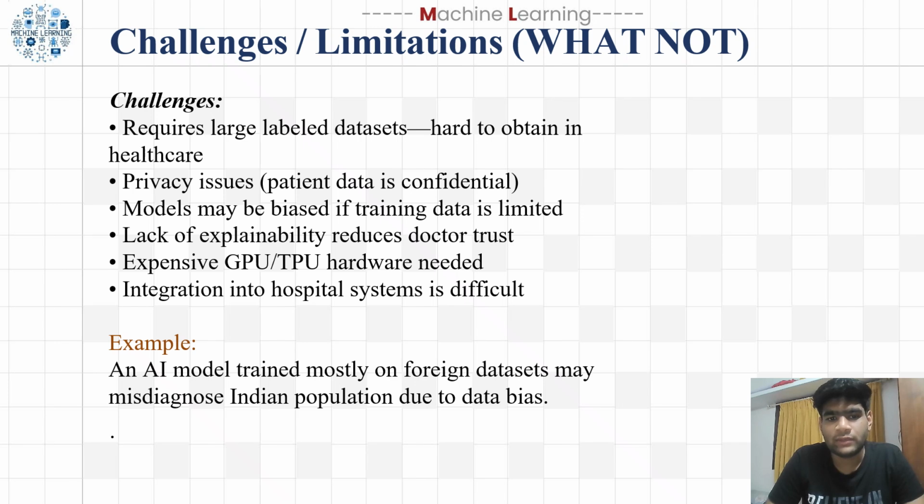Lack of explainability reduces doctor trust. Expensive GPU and TPU hardware is required, and integration into hospital systems is difficult. And I believe that it is quite costly to establish. For example, an AI model trained mostly on foreign datasets may misdiagnose the Indian population due to data bias.